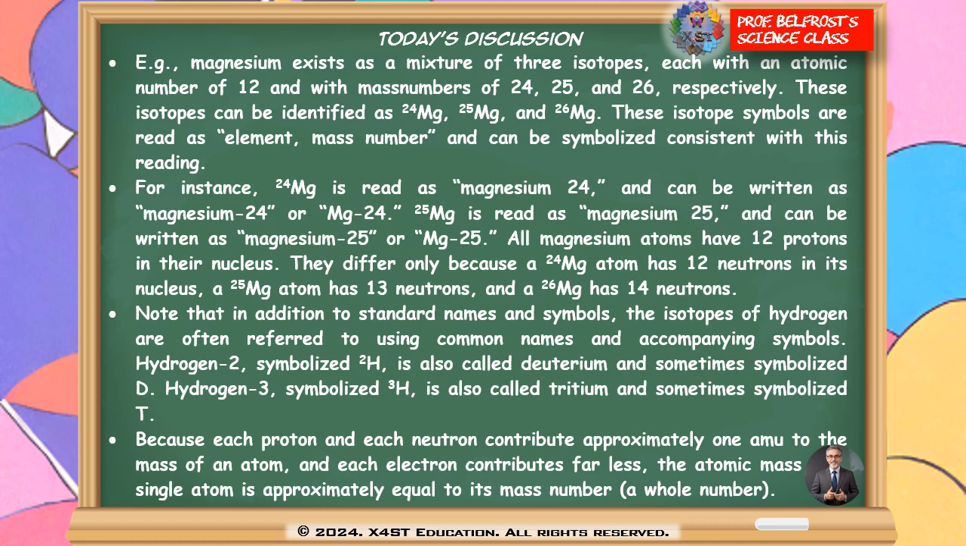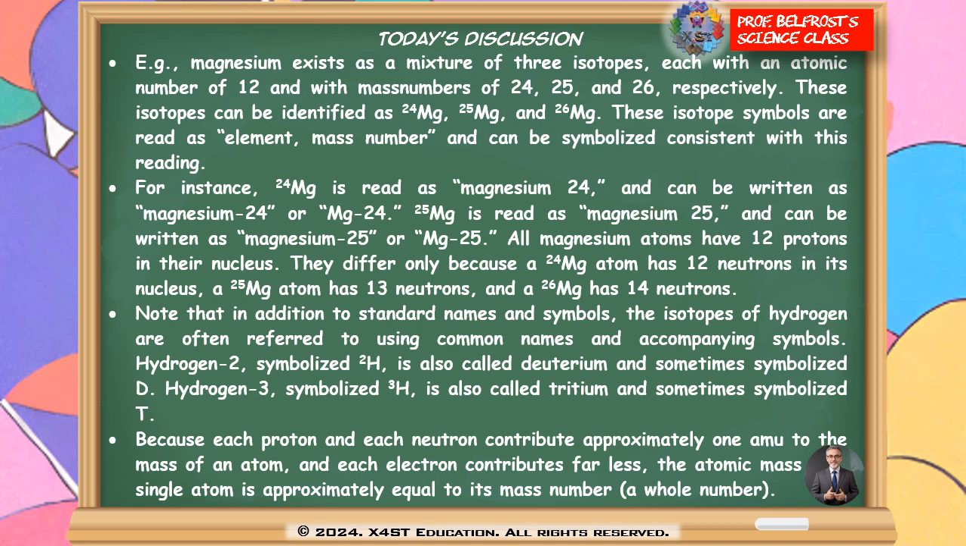Magnesium 24 means that it has 12 protons and 12 neutrons. Magnesium 25 means it has 13 neutrons, and magnesium 26 means that it has 14 neutrons. Note that in addition to standard names and symbols, the isotopes of hydrogen are often referred to using common names and accompanying symbols. For example, hydrogen 2, as shown in the slide, is also called deuterium and sometimes symbolized as D. Whereas hydrogen 3 is mostly called tritium, and sometimes symbolized as T.